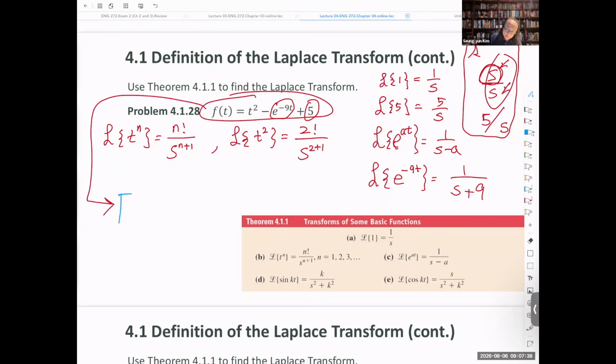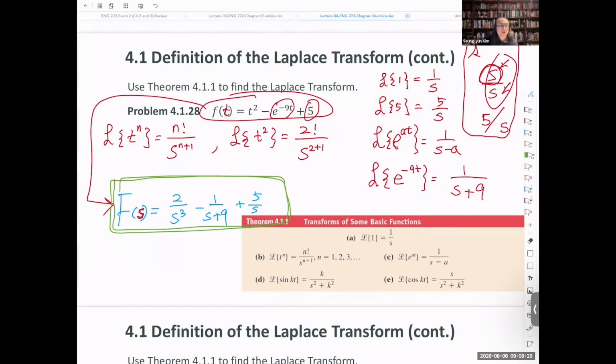So our answer for capital F of s, after you take the Laplace transform of lowercase f of t, is now going to be capital F of s in the s domain. Basically, we are going from the t time domain to the s domain. So our answer F of s is going to be 2 over s cubed, minus 1 over s plus 9, plus 5 over s. That's our answer.